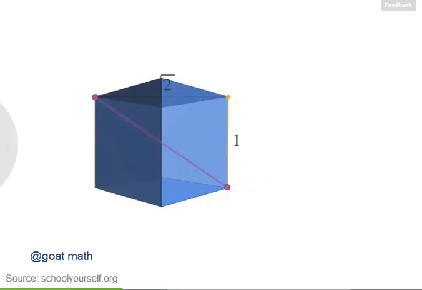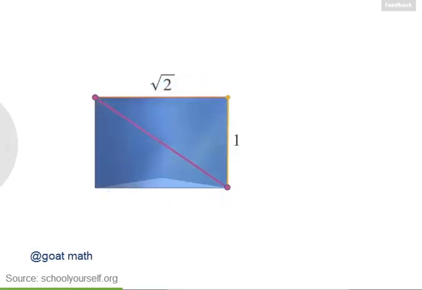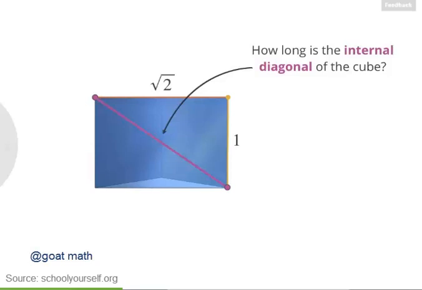So imagine we take a knife and line it up with this face diagonal on top, and then we cut down through the middle of the cube. Now we have a rectangular cross-section where the length is √2 and the height is 1, and the internal diagonal is the hypotenuse of this right triangle over here. So using the Pythagorean theorem again, can you find the length of this internal diagonal?